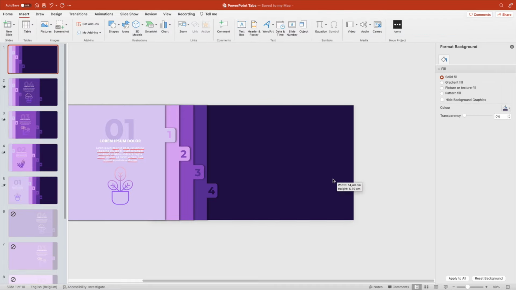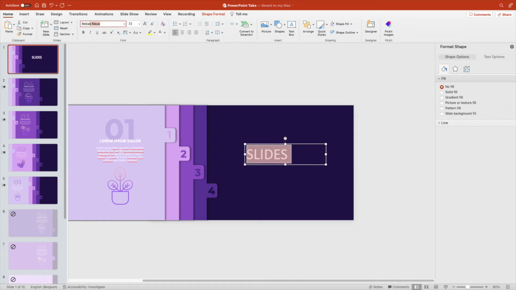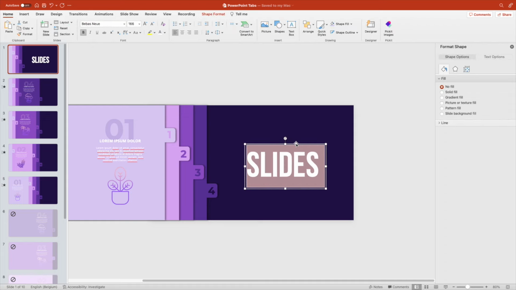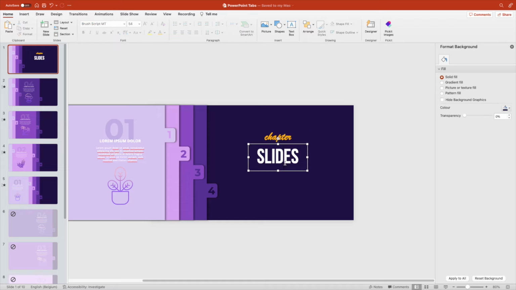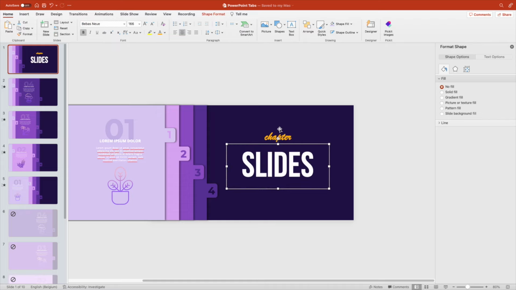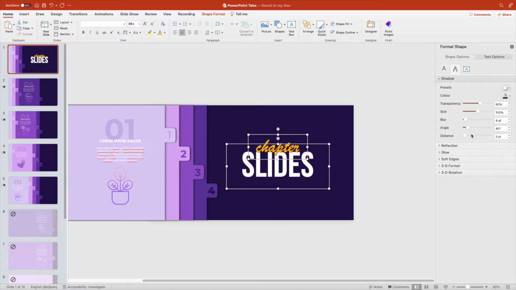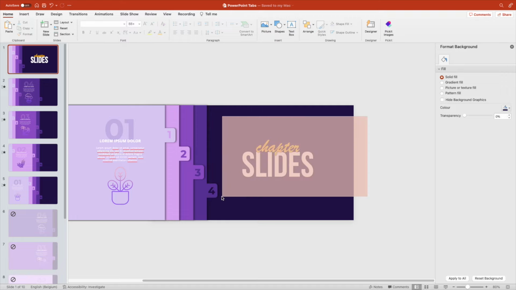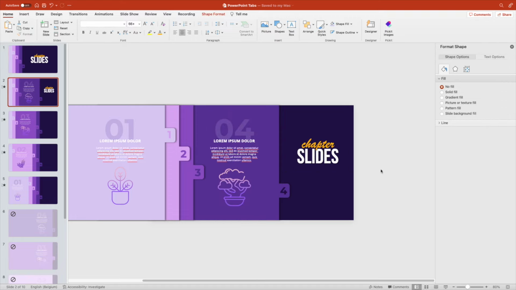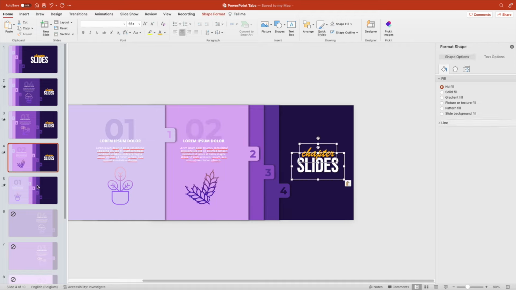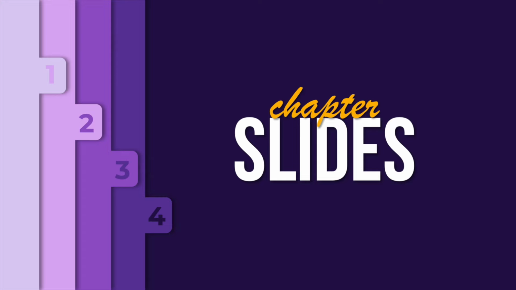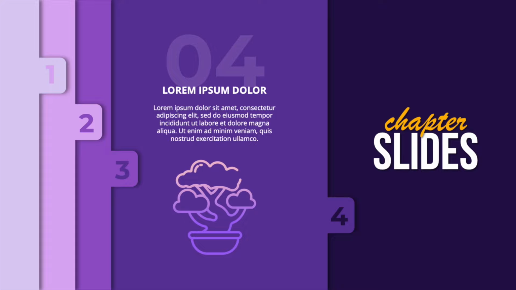Let's add a title, for example, slides, font quite large and Bebas Neue, and chapter slides. This title we want to copy, we want to give it a shadow first, and then we want to copy it and copy it to the different slides, reduce the font size, and that will also be included in the morph transition. Let's preview. Now you know how to make these nice chapter slides in PowerPoint.